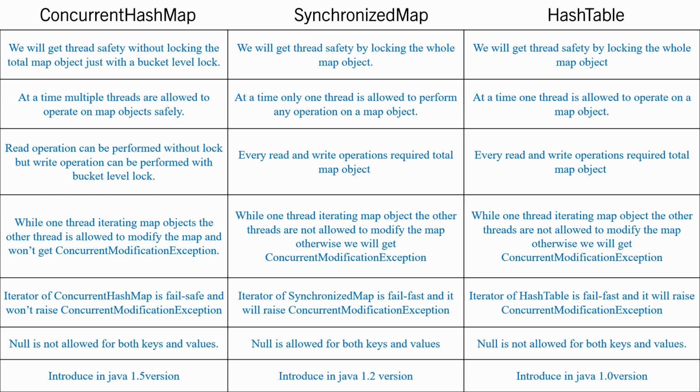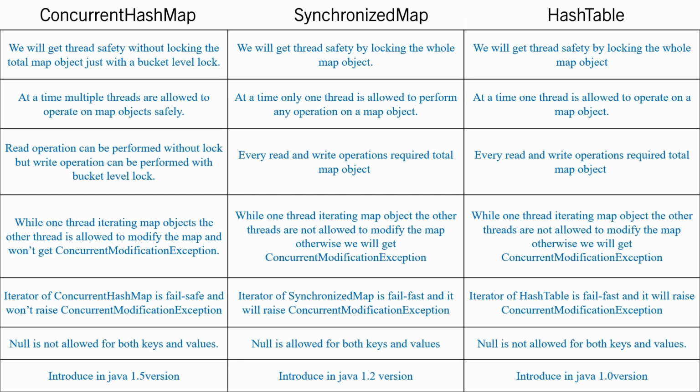For concurrent hash map, null is not allowed for both key and value. It is a very important difference. Null is not allowed for both keys and values. For synchronized map, null is allowed for both key and value. For hash table, null is not allowed for both key and value. So only for synchronized map is null allowed, and for the rest, null is not allowed for both key and value. I hope you got the idea.